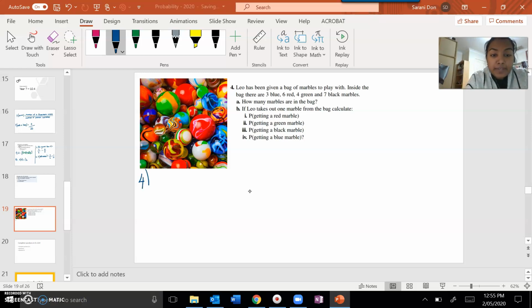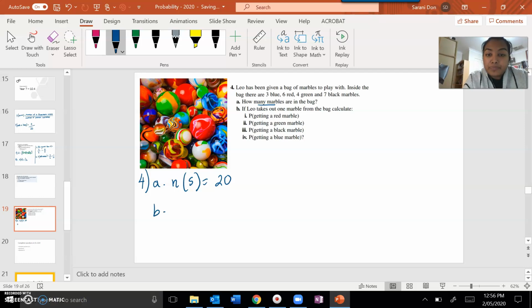So for 4A, because it's asking for how many, you write it with the little n, S. So how many marbles are there? 3 plus 6, 9. 9 plus 4 plus 7 is 20. So the number of marbles in that bag, or whatever Leah's playing with, is 20.